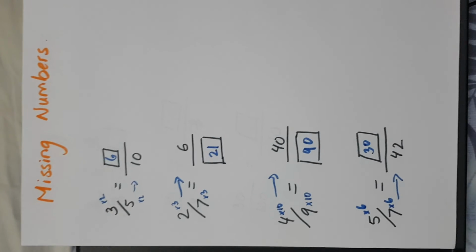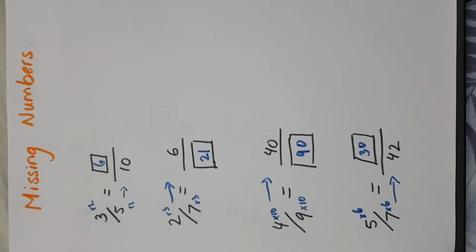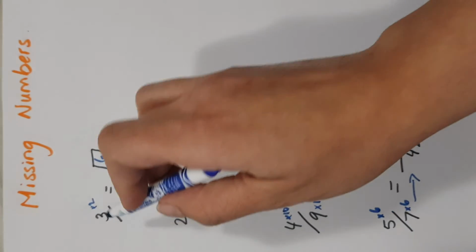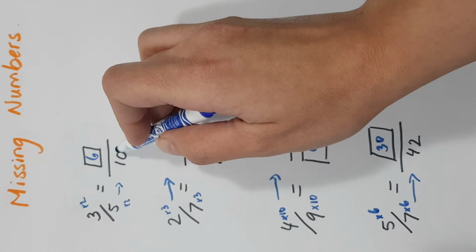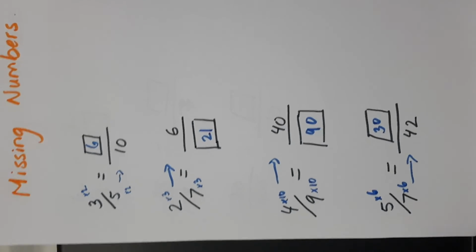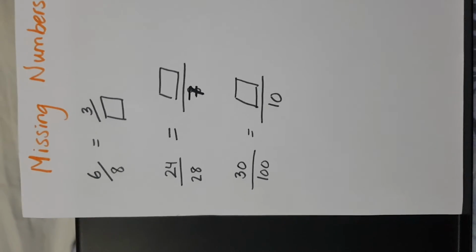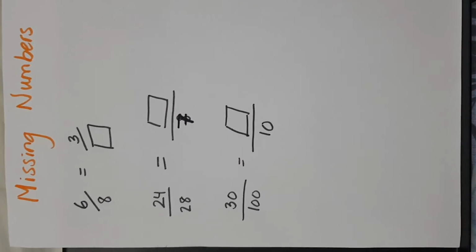So here, in this case, we found the missing number. And the clue that I used was, I looked at the number, how was it? And I looked at the other one on the other side. If it's bigger, it means they used multiplication. Let's extend this and look at this one. We also have missing numbers.